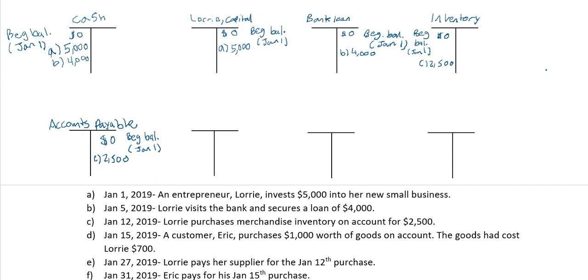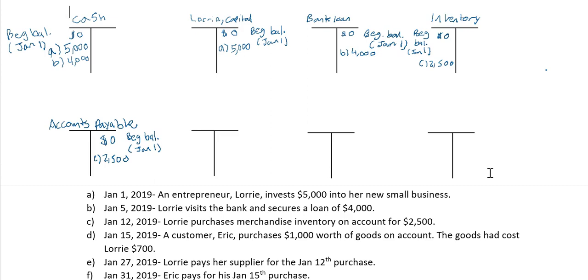D, this is where it gets really interesting. We have a customer come in named Eric, and he purchases $1,000 worth of goods on account. And the goods had cost Lori $700. So a couple of things of note here. First, we have that interesting phrase again, on account. In this case, it's going to be accounts receivable because someone has purchased from us. They owe us in the future.